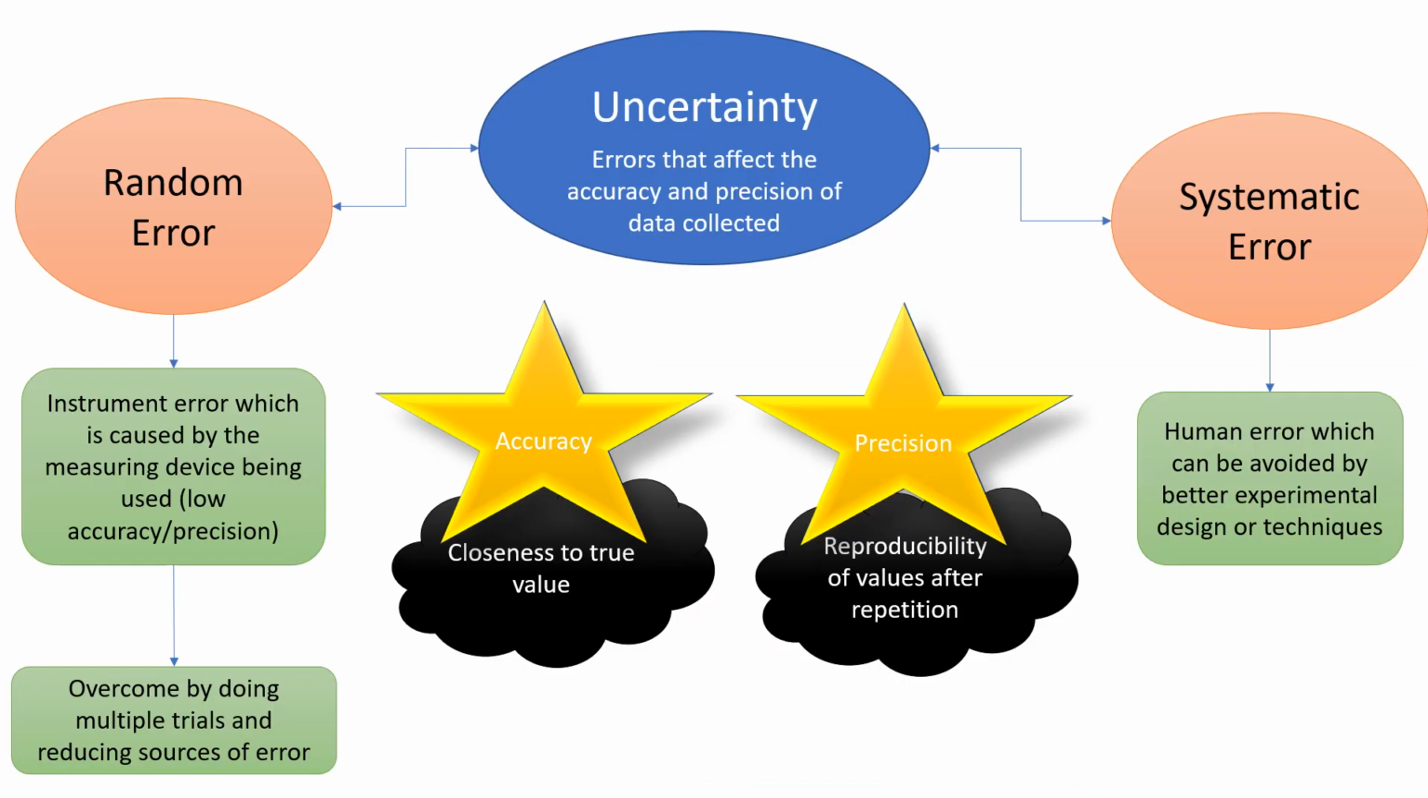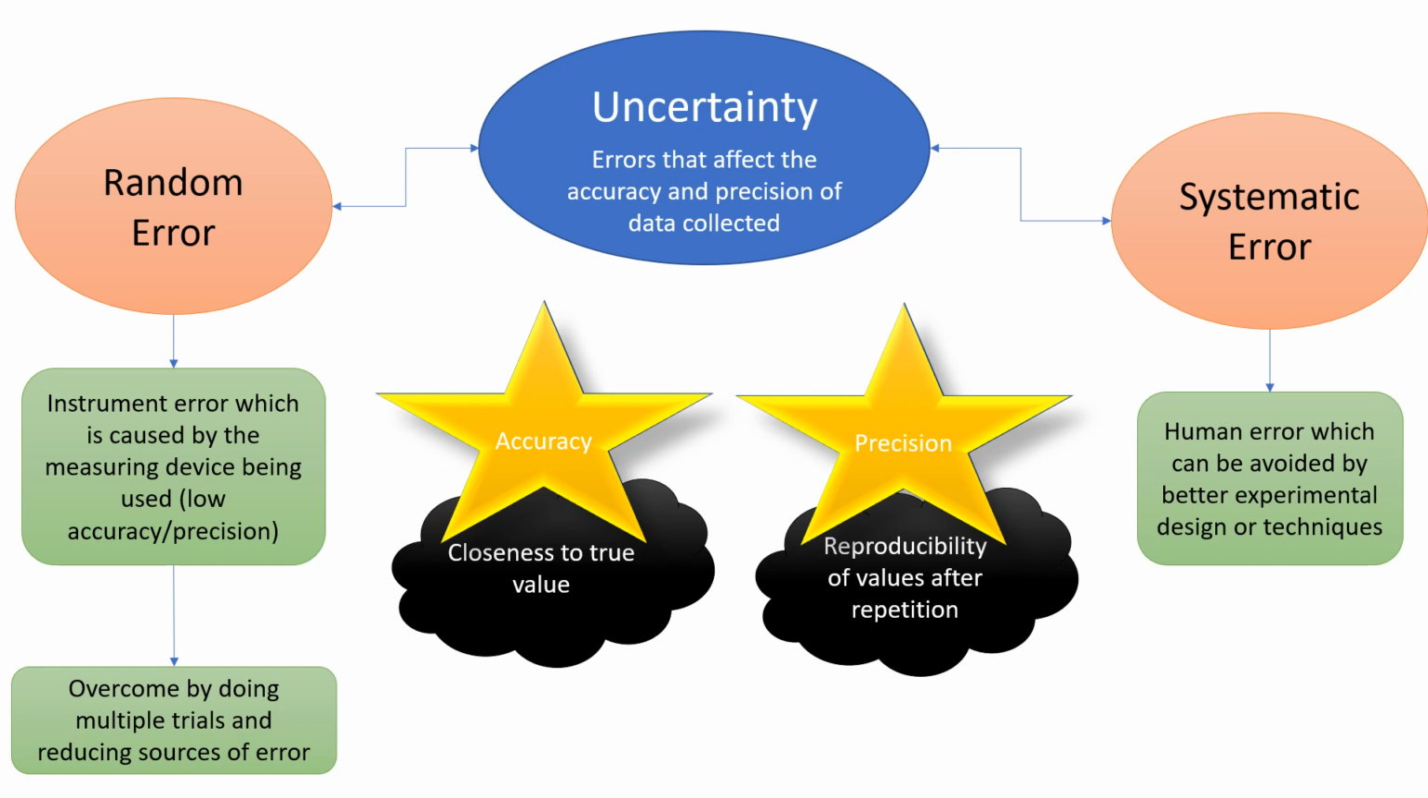So just briefly, when we're looking at uncertainty, there's 2 types of uncertainties that we can have, things that are random and things that are systematic. Random errors is all related to things that are out of your control. So instrument error, which is caused by the measuring device being used, low precision or accuracy, it is overcome by doing multiple trials and reducing sources of error. However, systematic error is the human error, which can be avoided by better experimental design or techniques.